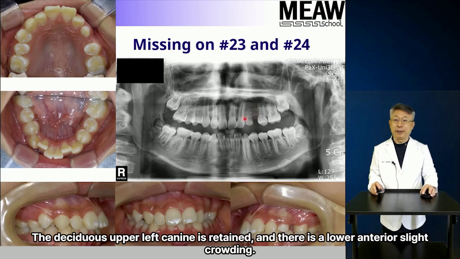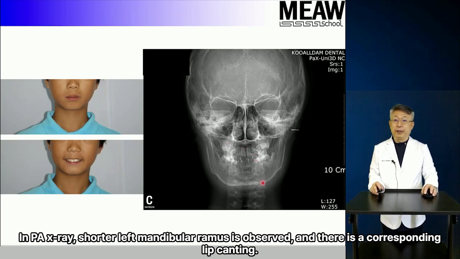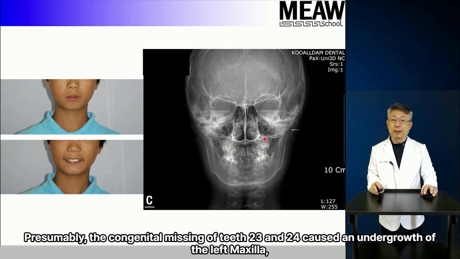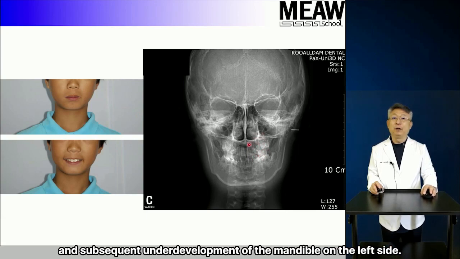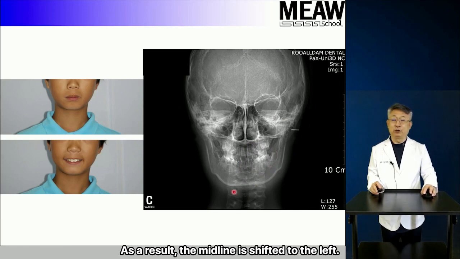The deciduous upper left canine is retained, and there is a lower anterior slight crowding. In PA X-ray, shorter left mandibular ramus is observed, and there is a corresponding lip canting. Presumably, the congenital missing of teeth 23 and 24 caused an undergrowth of the left maxilla and subsequent underdevelopment of the mandible on the left side. As a result, the midline is shifted to the left.